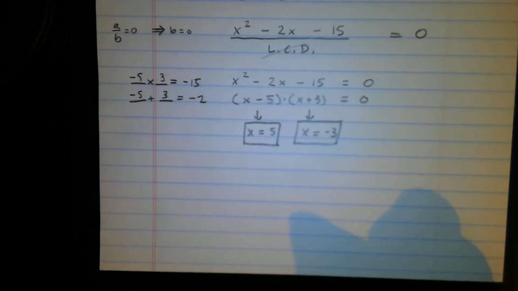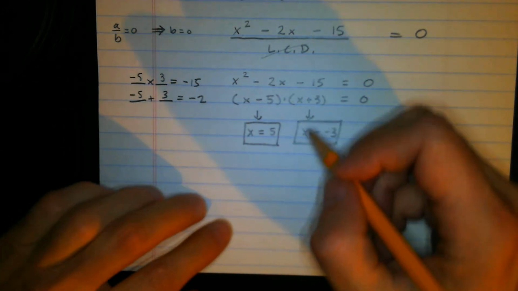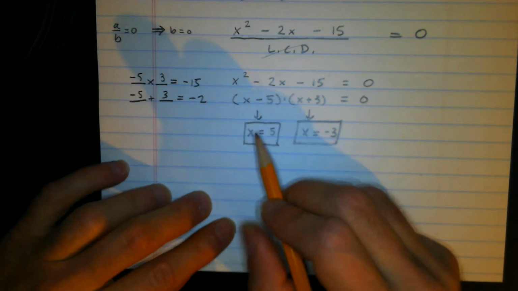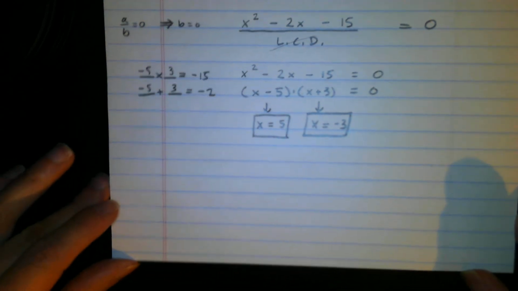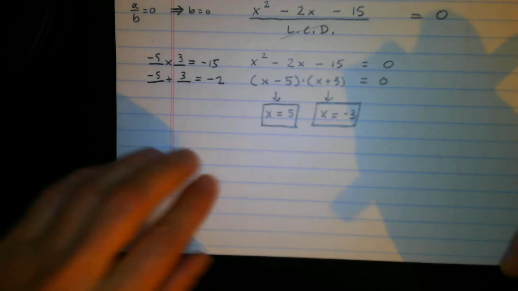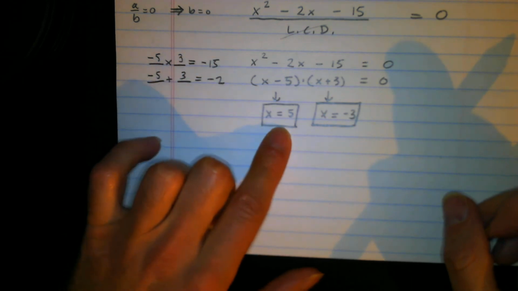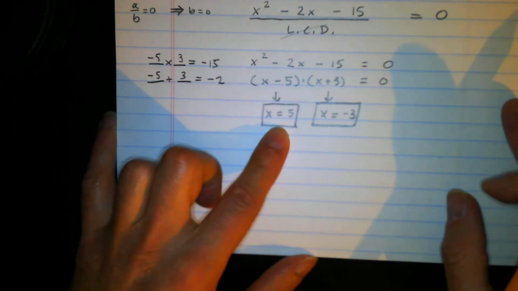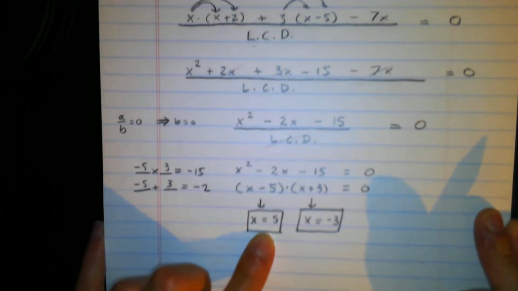So essentially what we need to do now is check for extraneous solutions. What is an extraneous solution? Essentially, if one of your answers doesn't work in the original equation, then that means it's an extraneous solution. And in this case, the x equals 5 is an extraneous solution because of this.